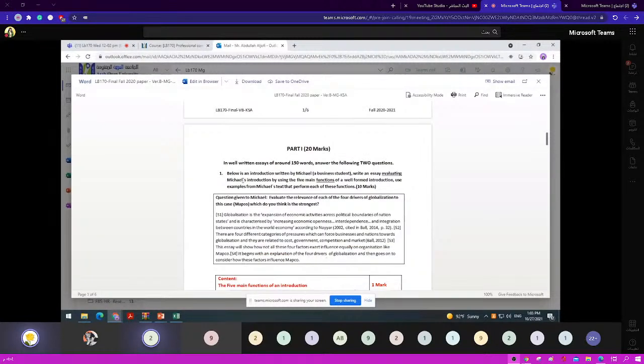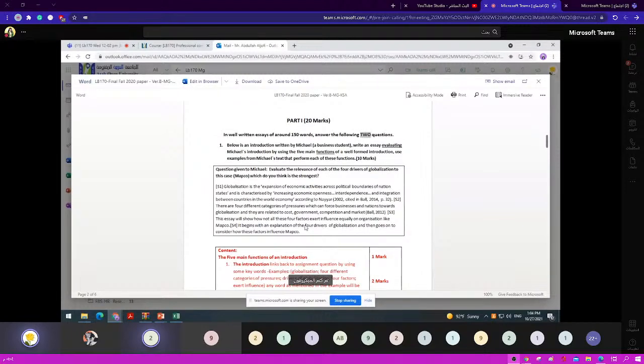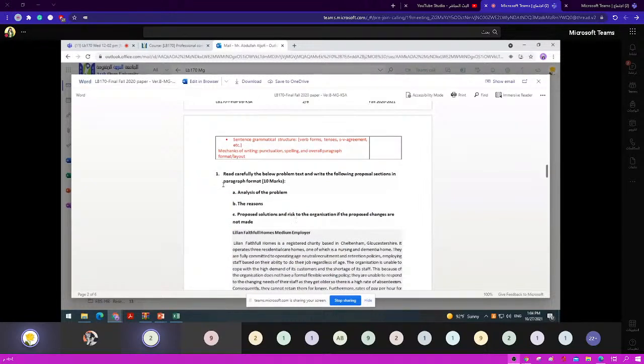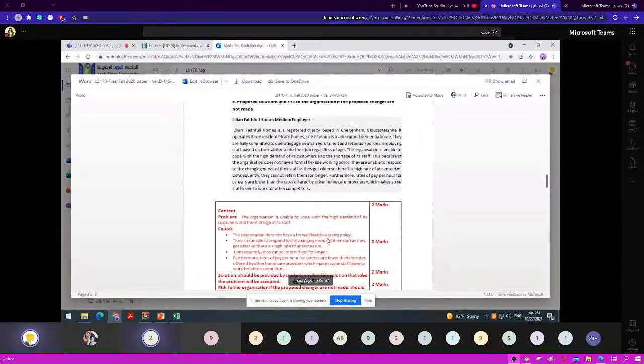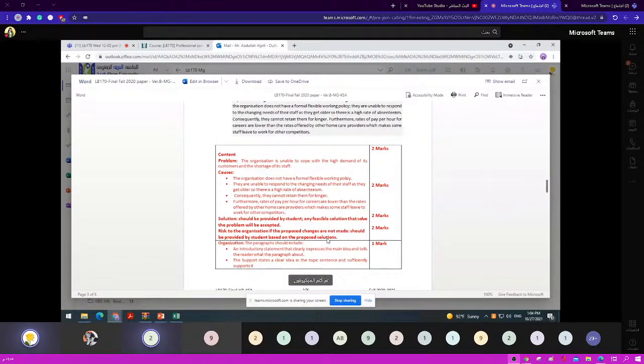الحين يجيك سؤال تفكر أنه سؤال عادي، لا يقول لك هنا in well written essay of around 150 words. ممكن يقول لك answer one or answer both of them. هذا الأول. السؤال الثاني: read carefully for problem and write our own proposal sections. paragraph. فإيش الإجابة؟ حولها إلى what guys؟ إلى essay. شايف الإجابة هنا؟ ال problems will cause.